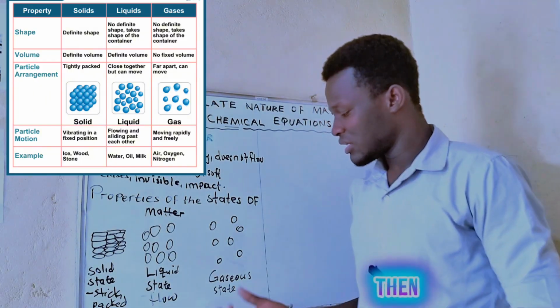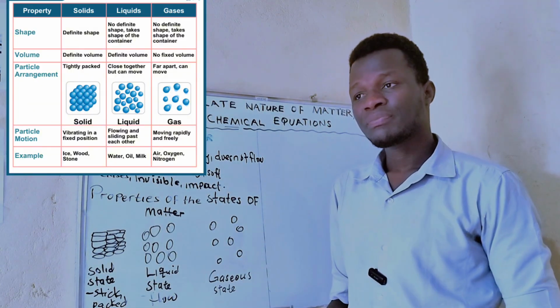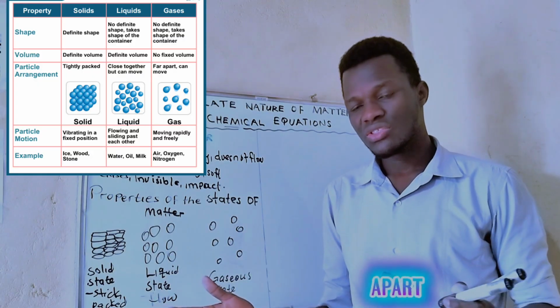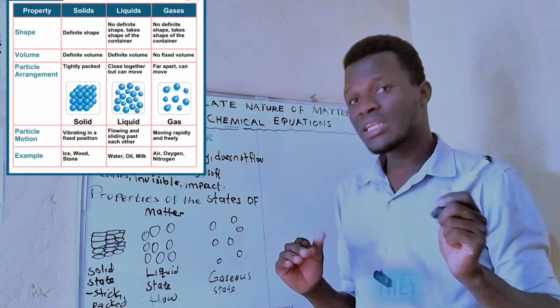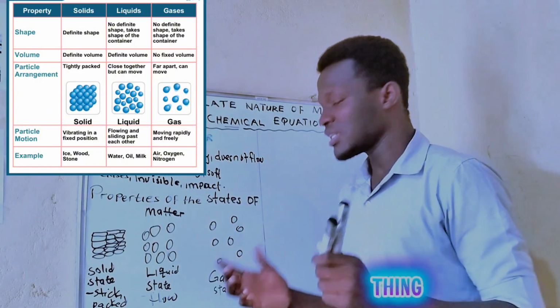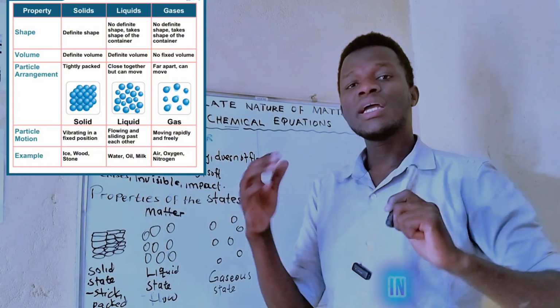Then when you come to the gaseous state, we say the particles are far apart. They are not close to each other, but they are far apart, and they move in different directions. That's one thing, they are far apart and they move in different directions.